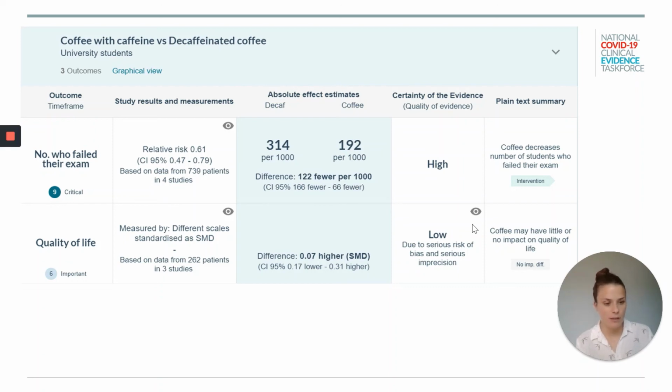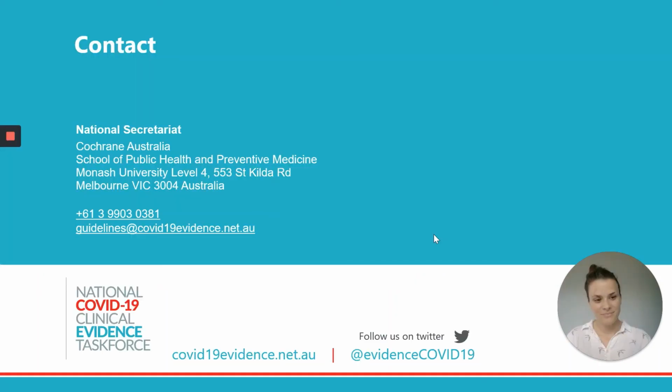So here you have it, the evidence profile as it may look. It provides you with an overview of the body of evidence for your clinical questions, and it is based on this evidence profile that you balance the pros and cons of a given intervention and then create a recommendation. So that was it.